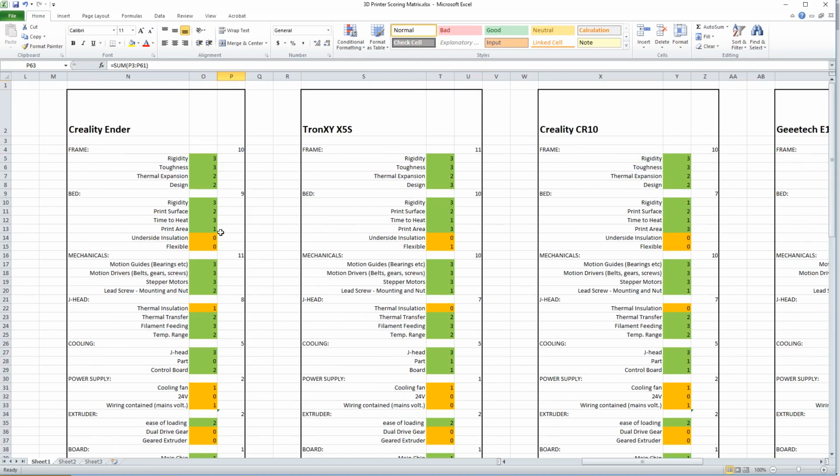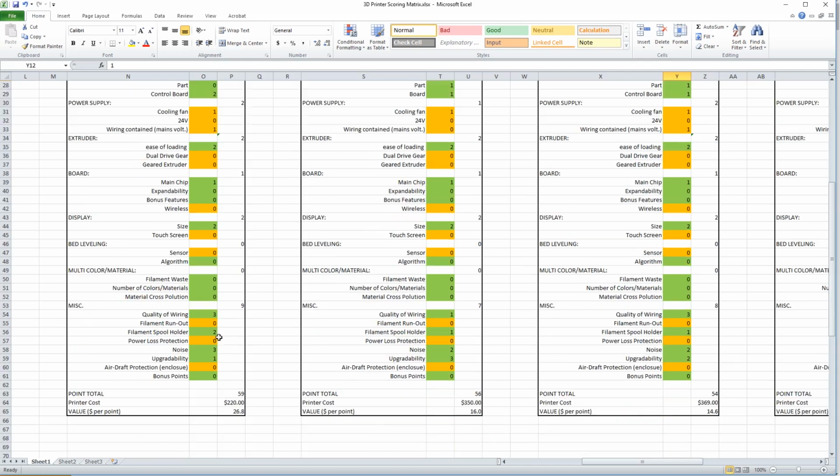Like for instance, print area, it only earned a 1, where the Creality earned a 3. But you know, time to heat up, it earned a 3, where the Creality earned a 1. So that's a wash, right? That's a trade-off. I gave it an extra point on the spool holder just because it's a really good integrated spool holder design. The fact that it's mounted on the top of that frame like that is really clean, so it earned an extra point. The most value here buying this printer, and also a very high score.